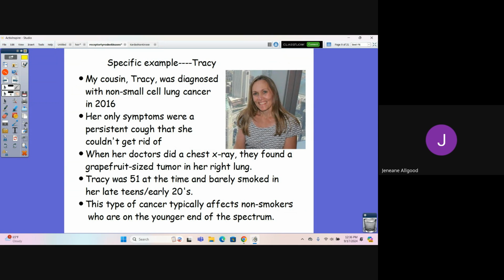When the doctors did a chest x-ray, they found a grapefruit-sized tumor in her right lung. Tracy was 51 at the time and barely smoked in her late teens and early 20s.